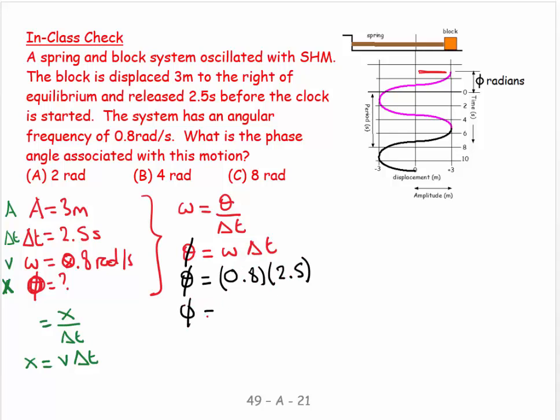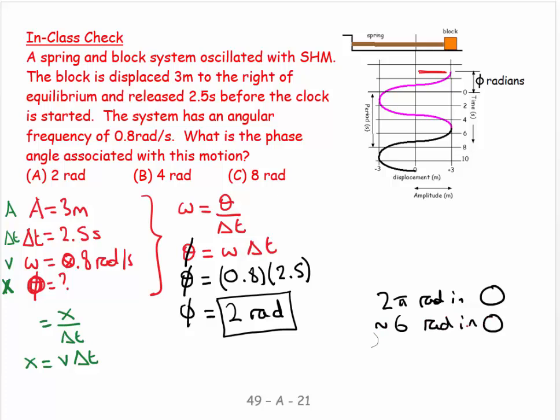So my phi is equal to 0.8 times 2.5, which equals 2. So this will be 2 radians. Don't forget units, 2 radians. Now, there's 2 pi radians in a circle, which is about 6 radians in a circle. So there's about 6 radians in one circle, which is one cycle.